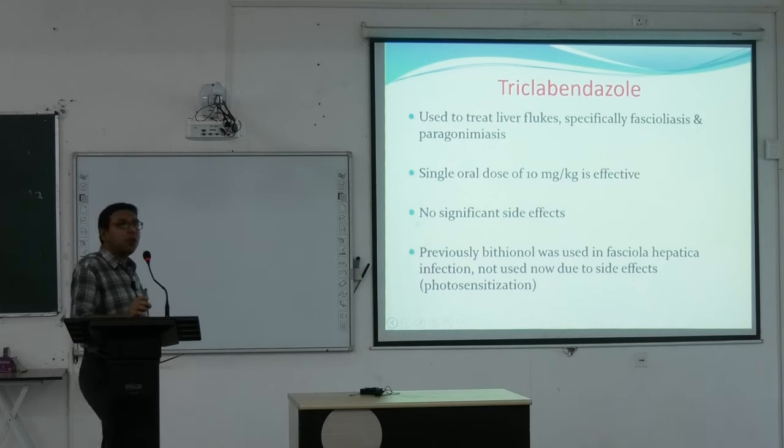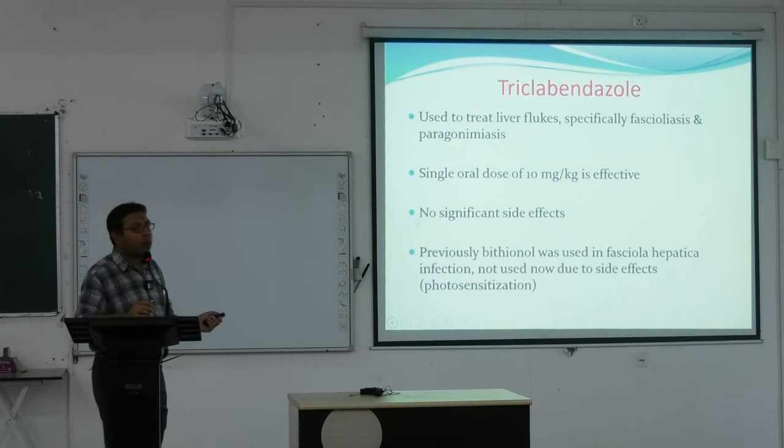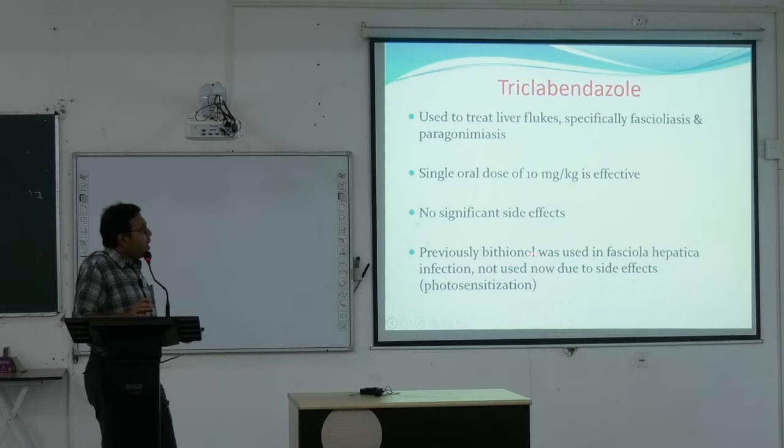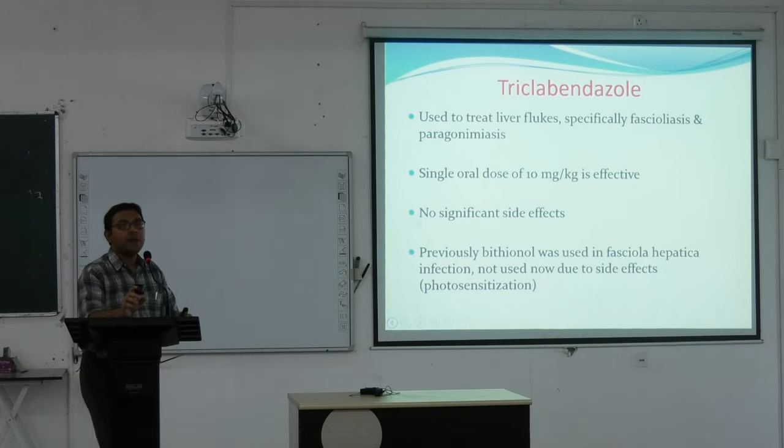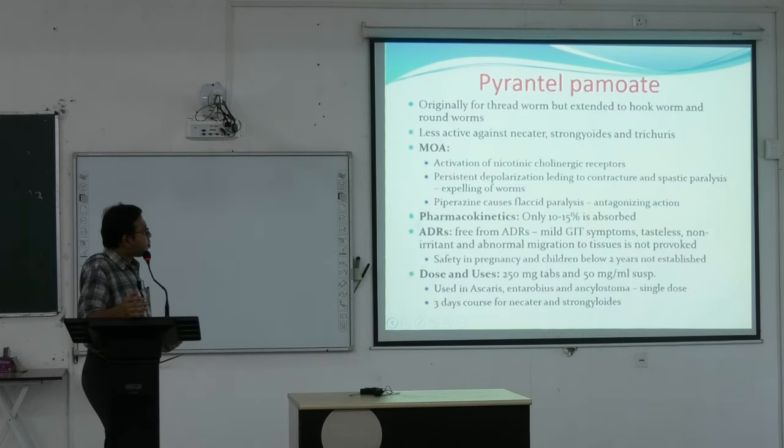Fasciolasis is caused by Fasciola hepatica, and also paragonimiasis. So this affects the liver. We can treat this with triclabendazole. A single oral dose of 10 milligram per kg is effective, with no significant side effects. Previously, another agent, bithionol, was used for Fasciola hepatica infection, but it is not used now because it has the side effect of photosensitivity.